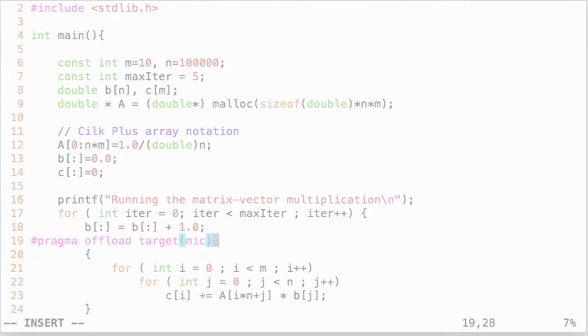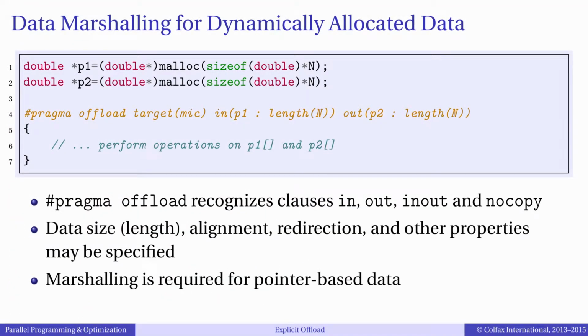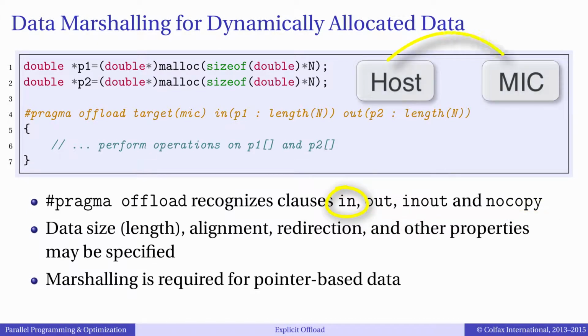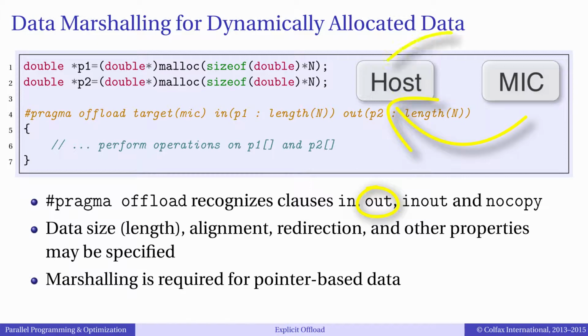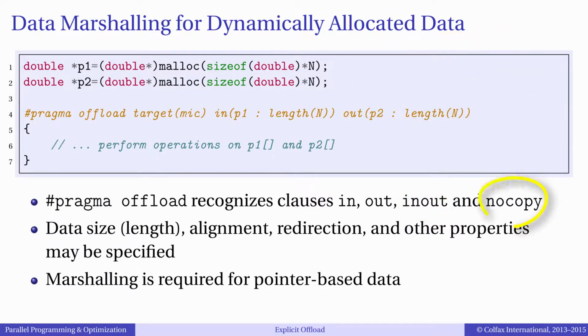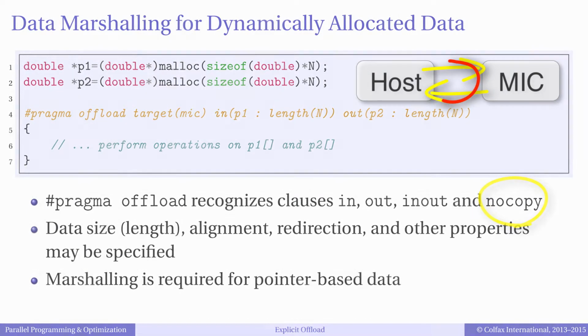To offload dynamically allocated arrays, we must use one of the clauses in, out, inout, and nocopy. In means the data is copied into the coprocessor at the start of the offload region, but is not copied out of the coprocessor at the end of the offload. Out is the opposite. Data is copied out at the end, but is not copied in at the beginning. Inout means that the data is copied both in and out at the start and at the end of the offload respectively. And finally, nocopy means there is no data transfer.